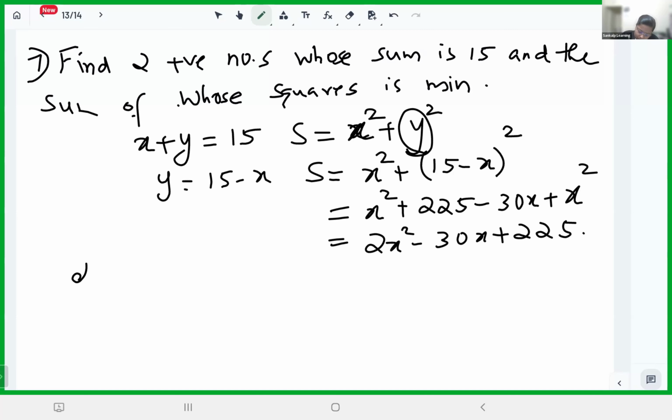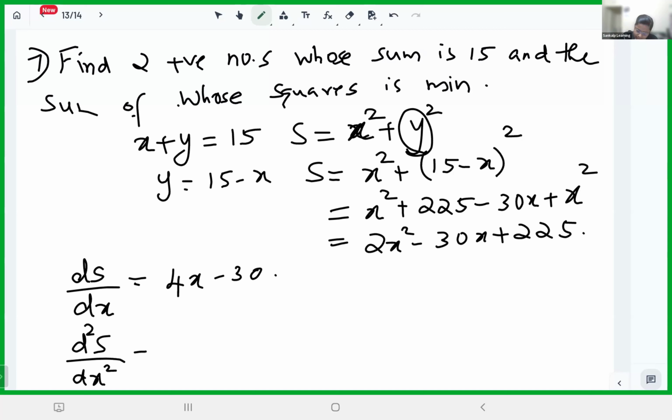Okay, so this is our function. And what is ds by dx? We are going to differentiate this function with respect to x. So this is equal to 4x minus 30. So what is d square s by dx square? d square s by dx square is equal to 4, isn't it?